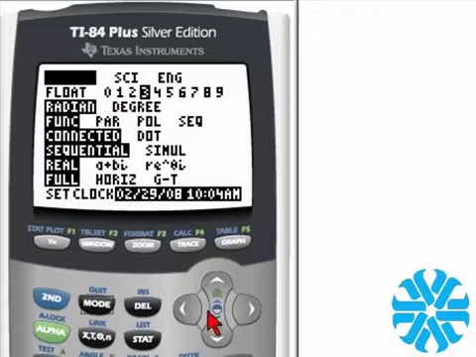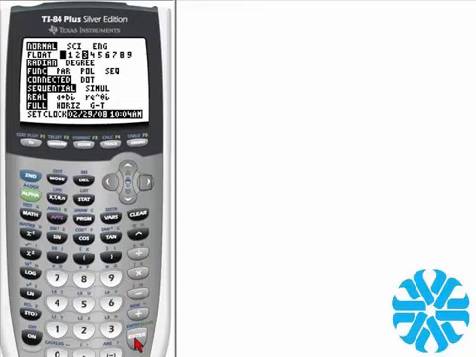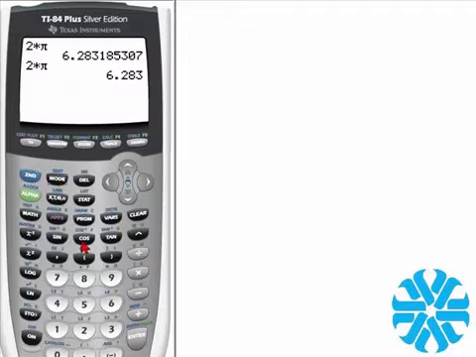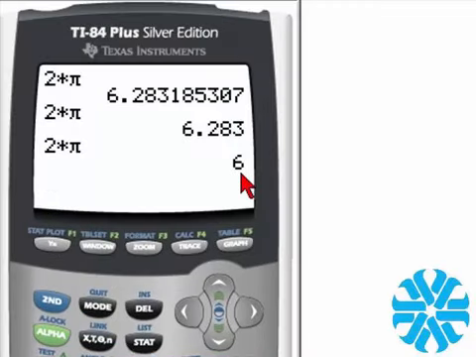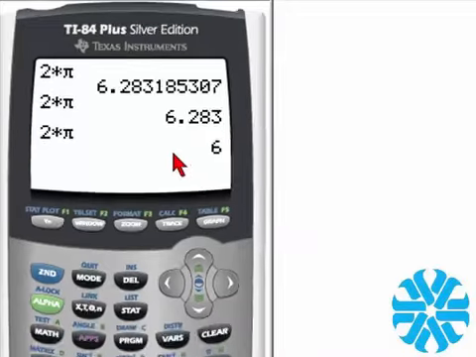So again, let's move our cursor down to the second line and then move it to the right. Now you can see it flashing on the 0, and that's what we want. So we will have to submit that by hitting enter. And let's get out of this mode and do the same calculation again. So we have 2 times pi. And that answer is just 6, because what it does is it rounds your answer to the nearest integer. There are no decimal places here. So let's go ahead and clear the screen.